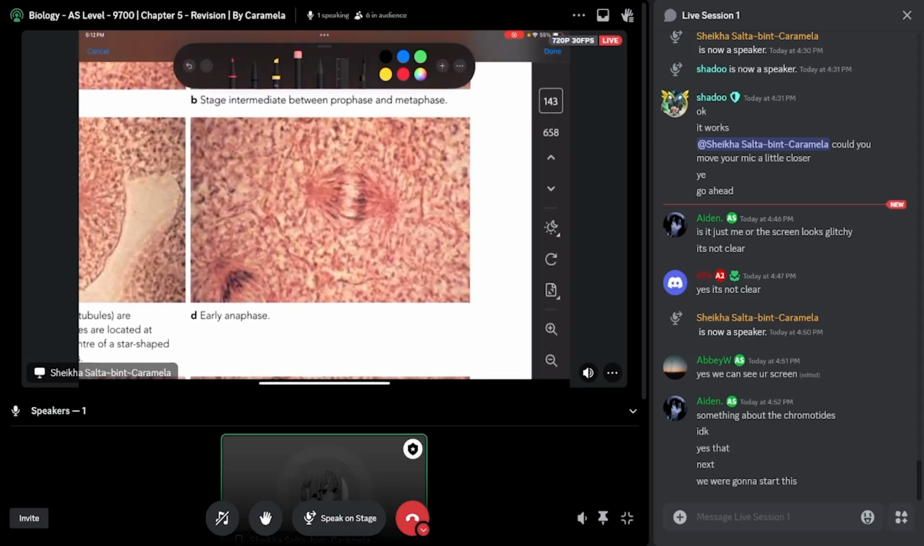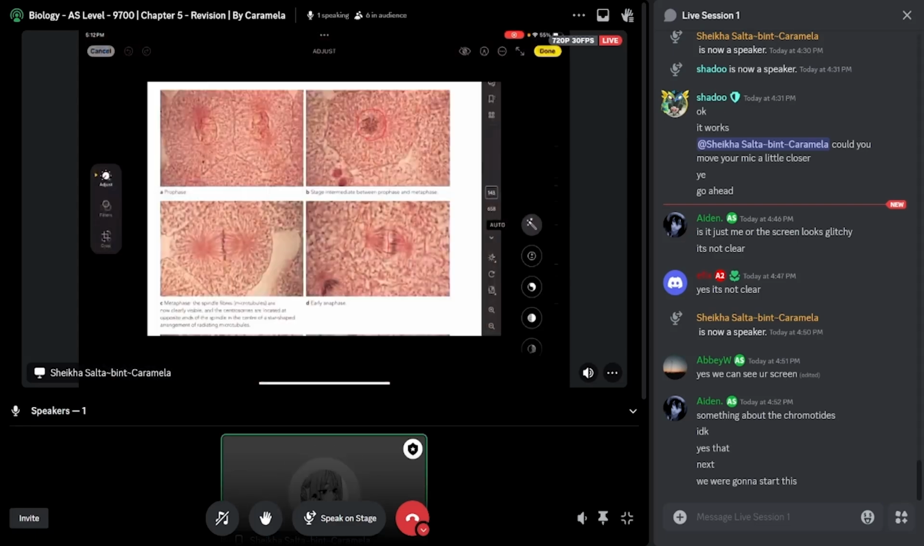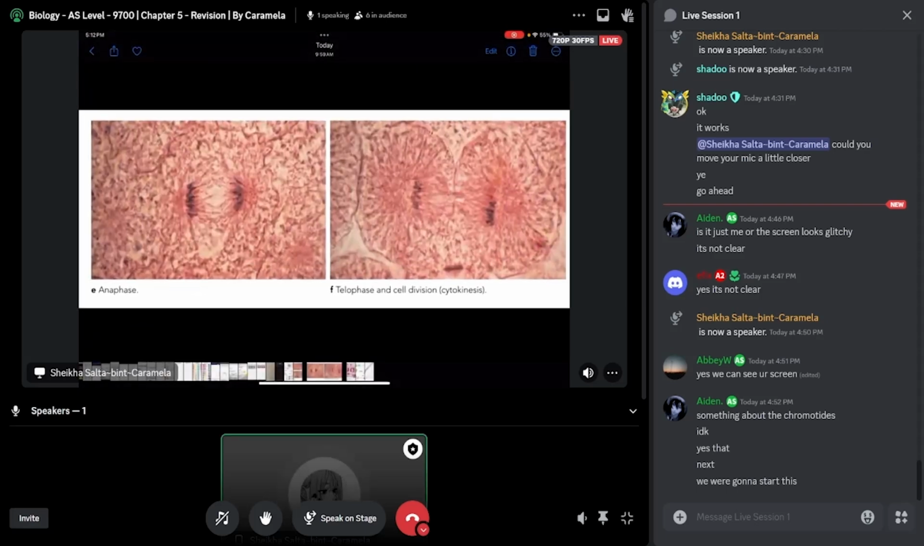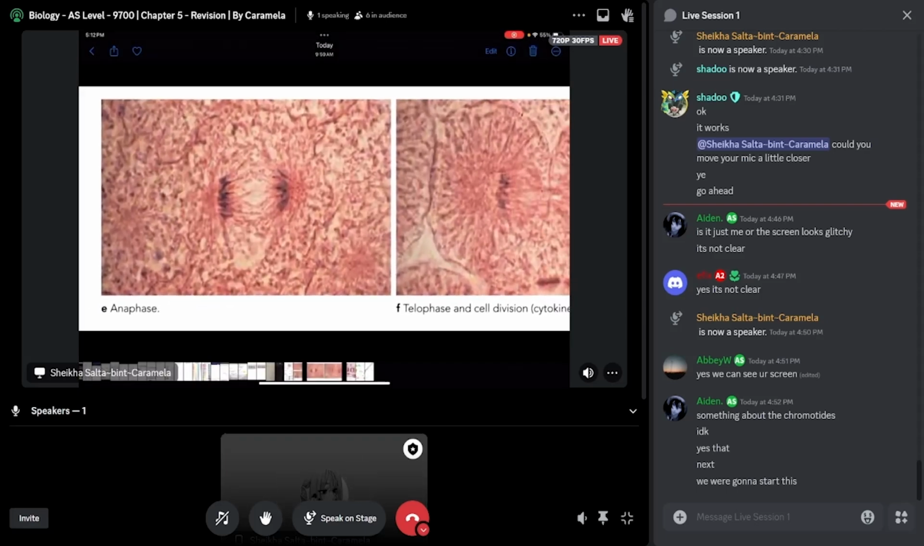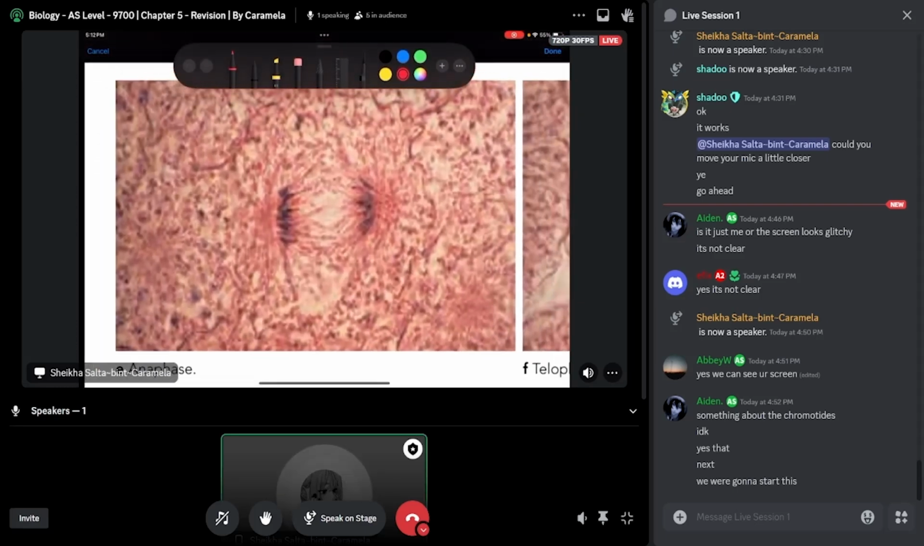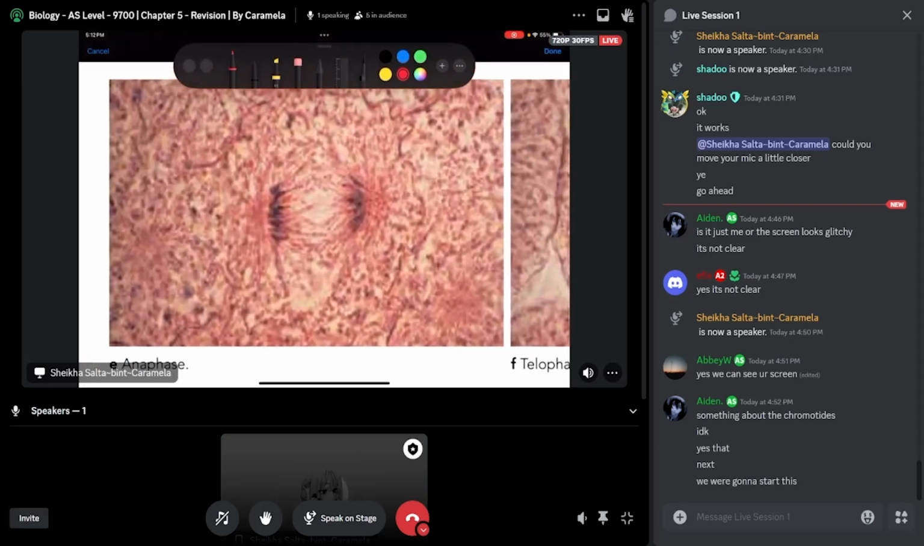Then you can say this is early anaphase, where the chromatids are just about to separate, so there's less space, but they have started to go towards opposite poles. Okay, so then this is proper anaphase. This is your proper anaphase. The chromatids have reached their opposite poles and they're separate now.